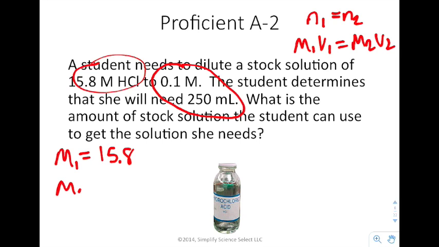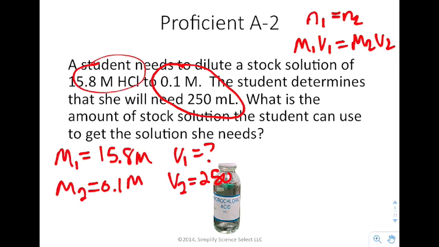M2 is 0.1. V1, I don't know, and V2 is 250 mils. Now, it doesn't matter what units I use as long as they're consistent. These two units are the same. This unit is milliliters, which means my answer will be in milliliters as well.